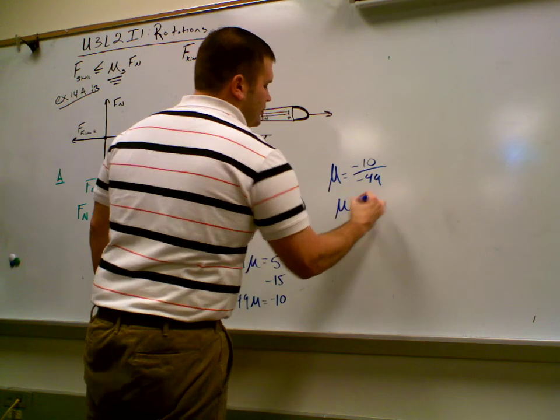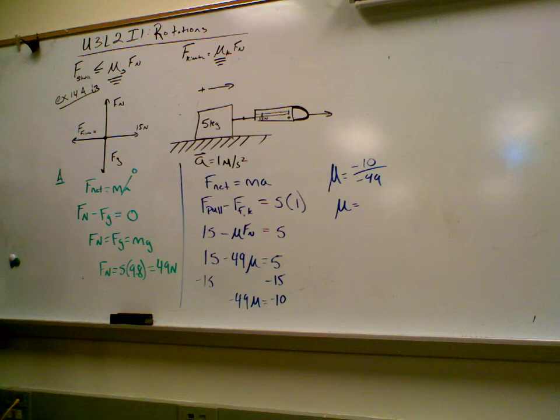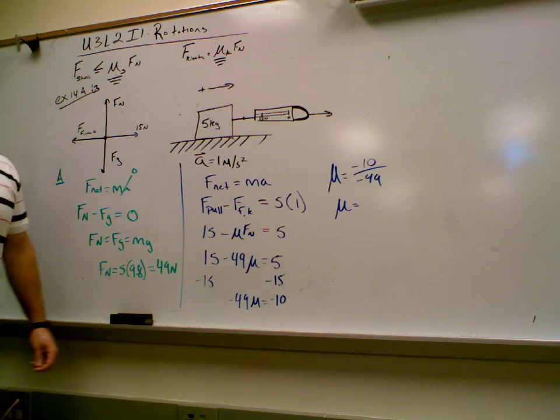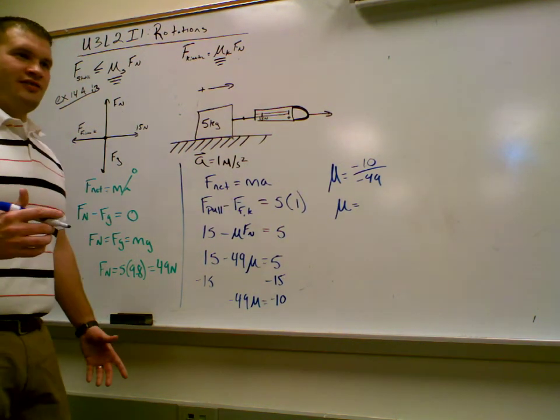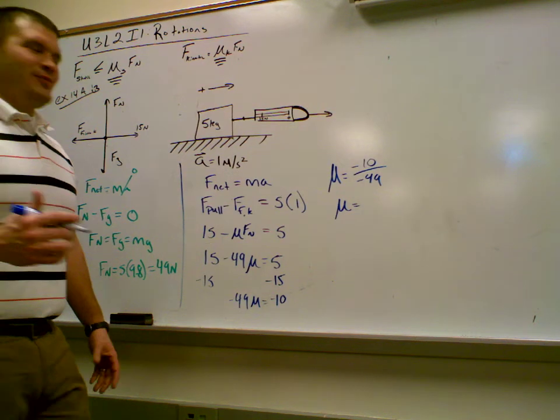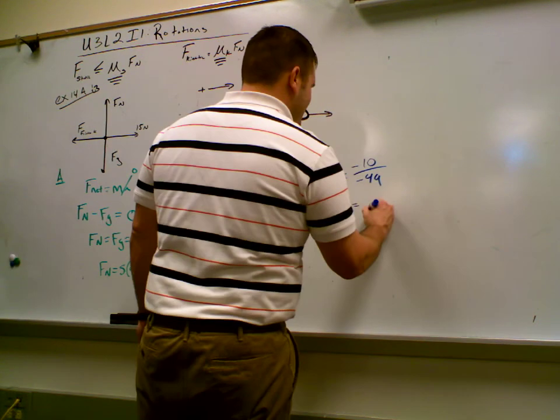So what does mu equal? Just under 0.2, right? Is it 0.2 exactly? No. 0.204. Okay, just over 0.2.